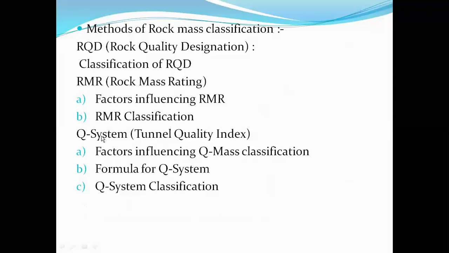Next, we'll discuss the Q system, which is also known as the tunnel quality index, the factors that influence the Q classification, and the formula for the Q system, which we'll use after determining the various parameters, to get the value of Q. Next, the Q system classification and the range of classification. These are all the topics which I'll be covering as part of this video lecture.